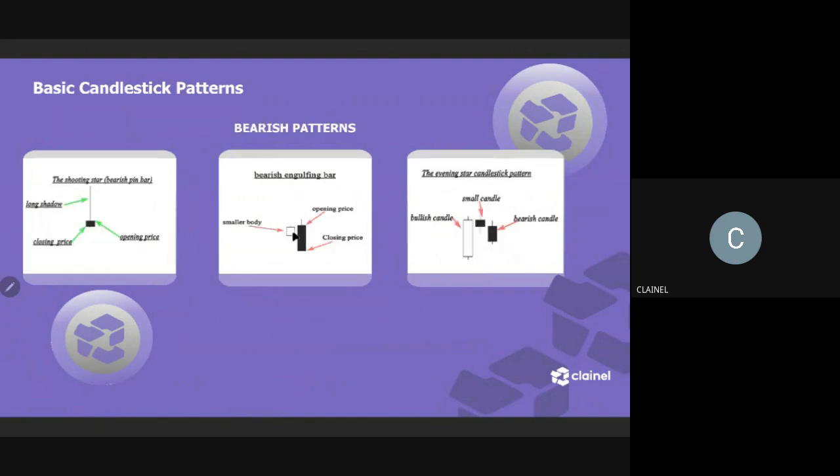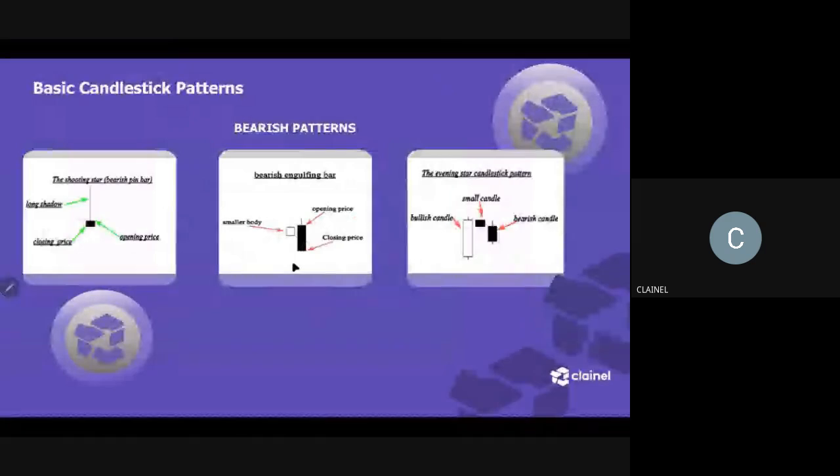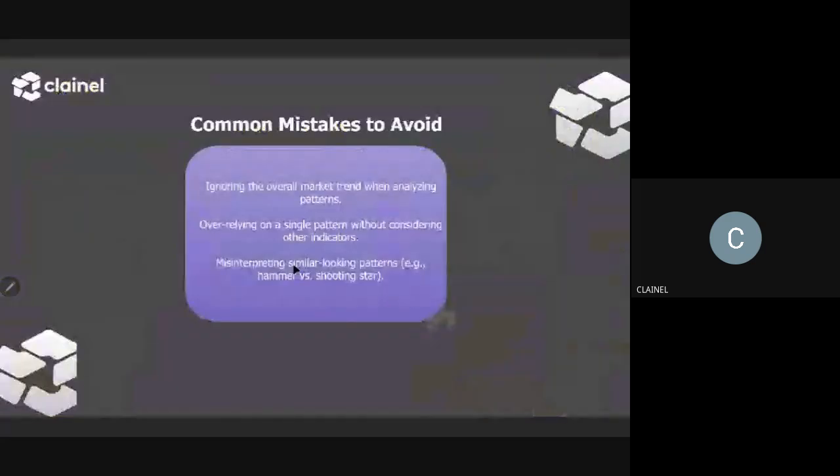Your engulfing, why it's called an engulfing is because the second candle completely covers the body of the previous candle. Forget about the wick. It's called engulfing because the body of this candle covers the body of this candle. That is why it's called an engulfing candlestick pattern.